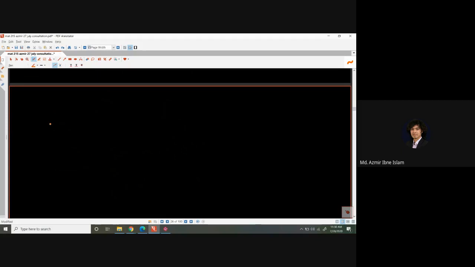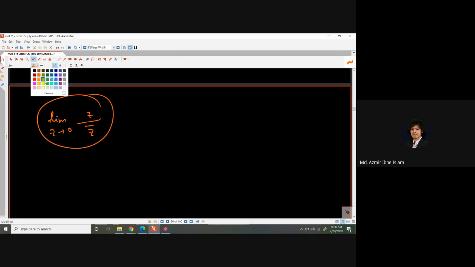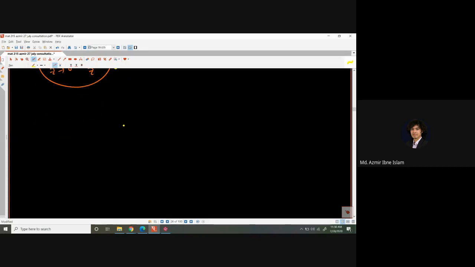Let's take the limit as z tends to 0 of z over z bar. Okay, at first, let's take another problem. For this, we will show the normal process, but let's take another one.